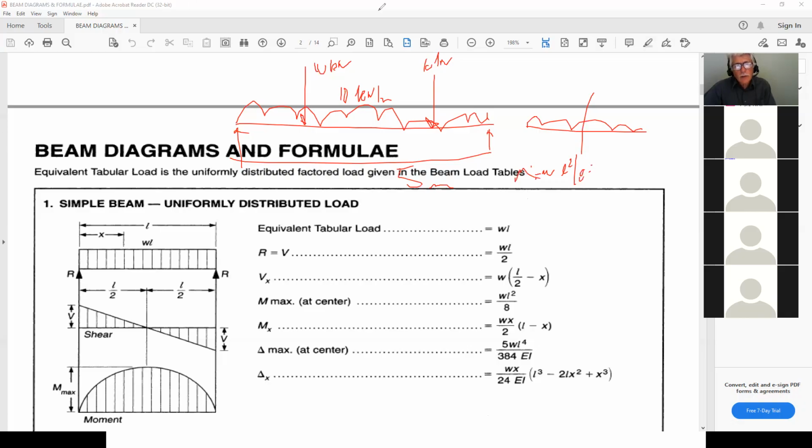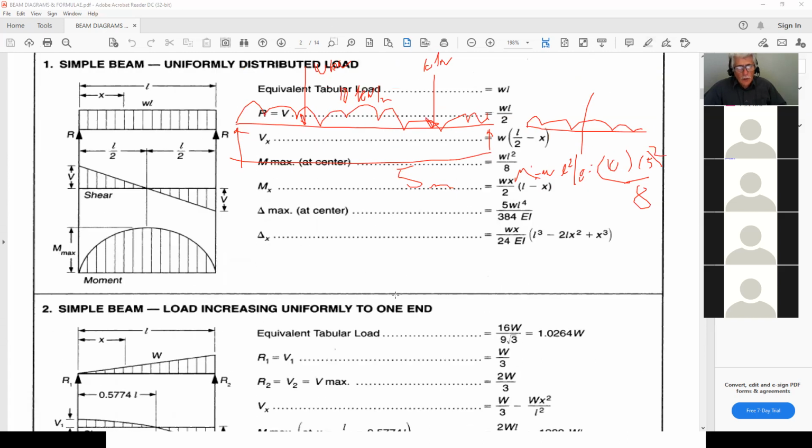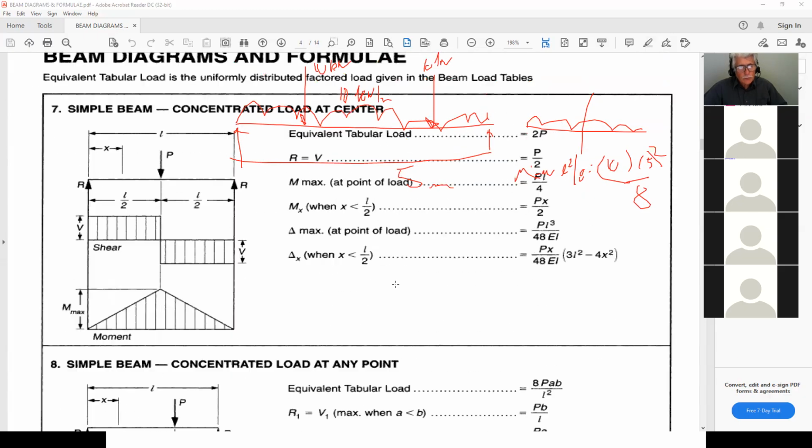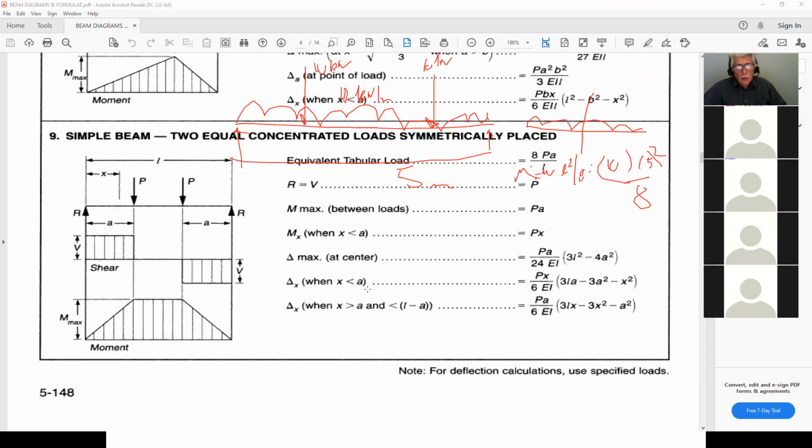So therefore I have 10 times 5 squared over 8. That's the maximum moment caused by that load. And if I go down to this diagram here, where I have two equal loads, and I want to calculate the maximum moment at the center, I can use this equation here. I add them together, and I will get the same value as if I would do my moment diagram.